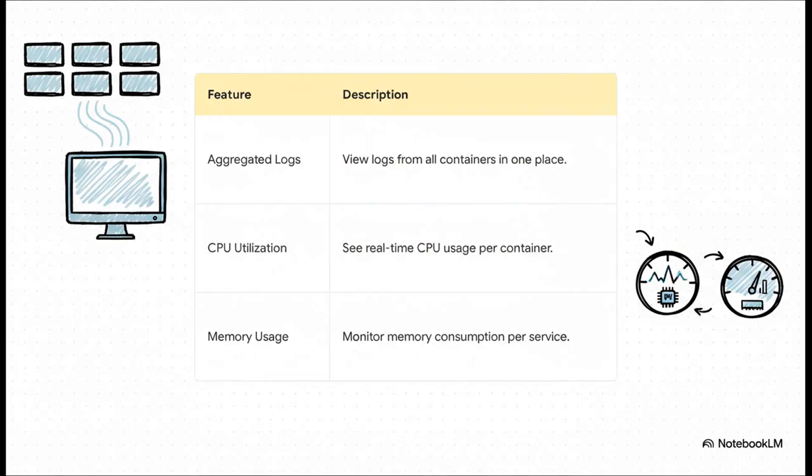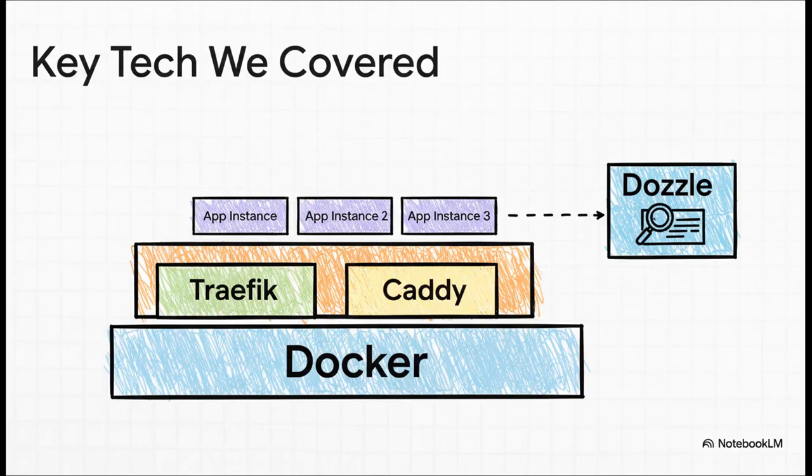So what does this actually give you? Well, instead of digging around in a terminal trying to read a bunch of different log files, you get this one beautiful, clean interface that shows you the logs from all 5 of your app replicas, all streaming in real time, all in one place. Plus, you can see the CPU and memory usage for every single container, which is absolutely crucial for finding problems before they become disasters.